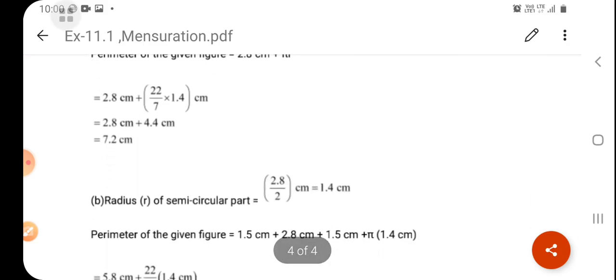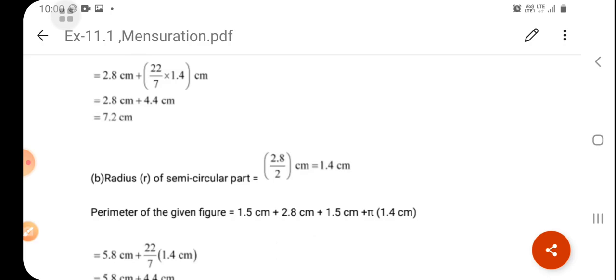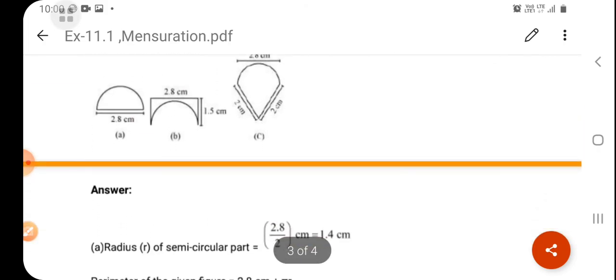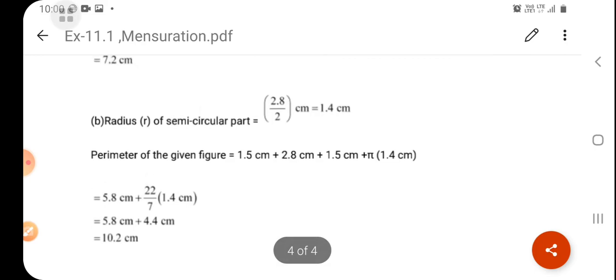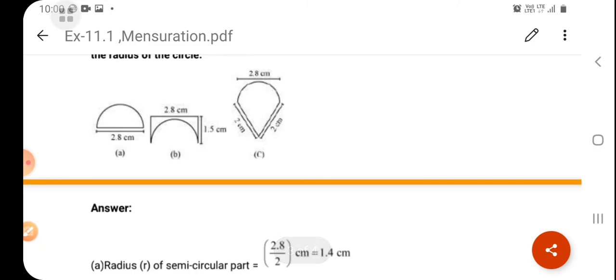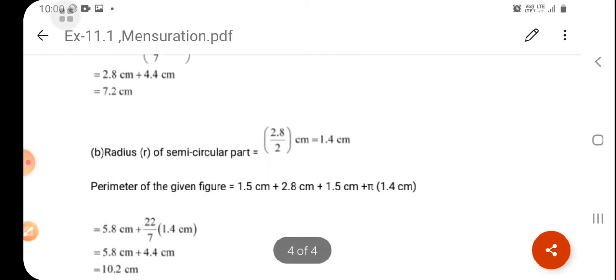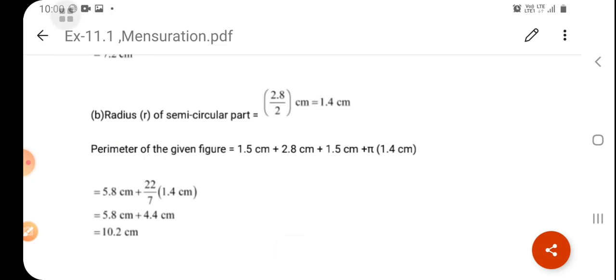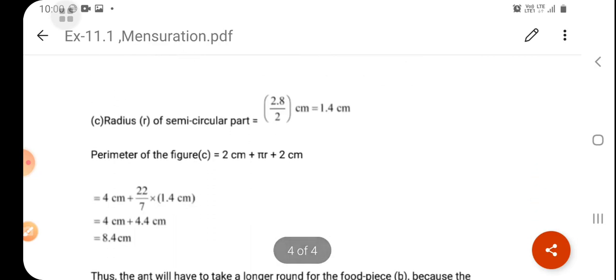Now the radius of semicircular part in the B case is 1.4 centimeter, and perimeter of the given figure is 1.5 centimeter plus 2.8 centimeter plus 1.5 centimeter plus pi r. Okay, so here there are semicircular and diagonals also, diameters also there. So we will have this to get the radius and add them together to get the 10.2 centimeter perimeter of the semicircular part. Radius r of semicircular part here also is 1.4 centimeter, but then here perimeter is changed because the lengths given here are 2 centimeter plus 2 centimeter and then pi r.